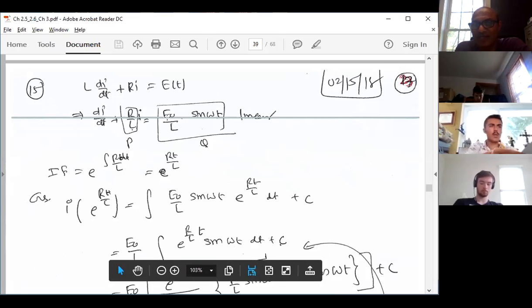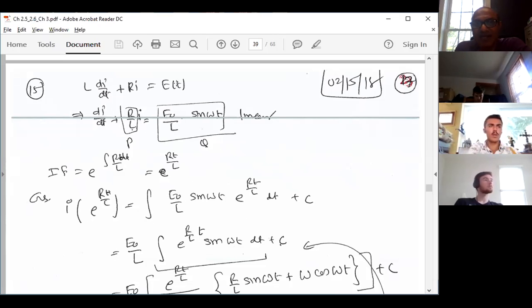This is E, this is E0. So di by dt is equal to, if you divide by L, E by L sine omega t. E equal to E0 sine omega t is given to you. E0 is constant. This is a function of independent variables, so this part is linear. This is a linear differential equation. Integrating factor is e to the power Rt by L. And the general solution, just by using the linear problem, is this one. Q is this one, integrating factor dt plus C.